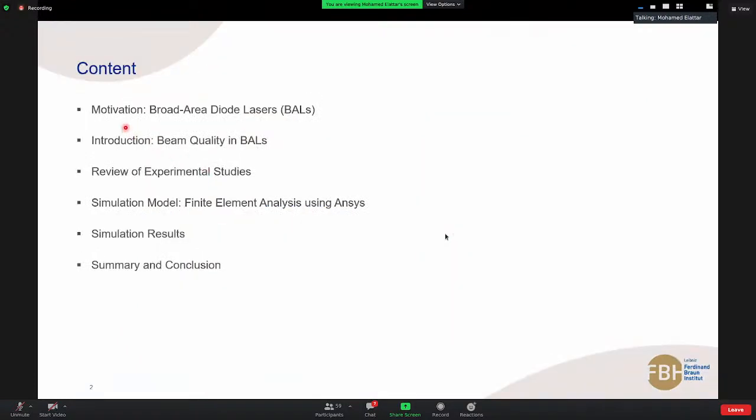First, I'm going to start with a motivation for broad area diode lasers. Then I'm going to introduce beam quality in broad area lasers and the mechanisms that affect it. Then I'm going to review some experimental studies about the impact of vertical structure on lateral beam quality. Then I'm going to present a simulation model based on finite element analysis using ANSYS. Then I'm going to present some simulation results and findings. And finally, I'm going to end with a summary.